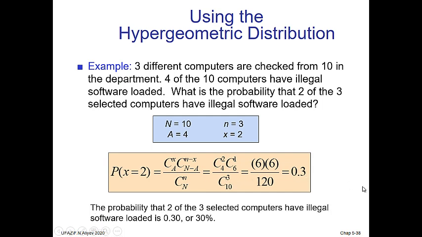And what does it mean? It means that the probability of finding 2 computers which have illegal software out of 3 equals 30%. The probability that 2 of 3 selected computers have illegal software loaded is 30%.